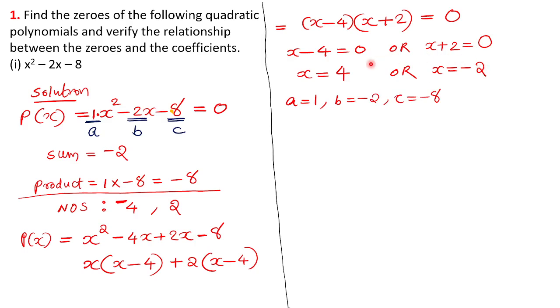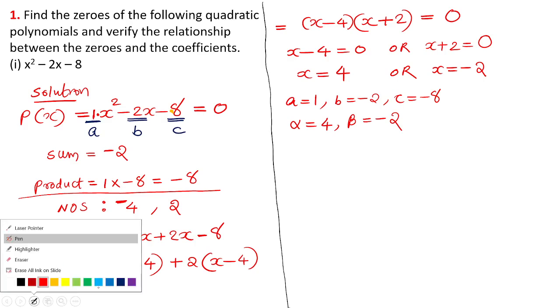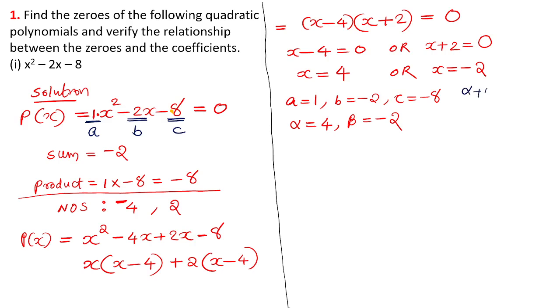The zeros are denoted by alpha and beta. We studied in the previous session. So alpha equal to 4 and beta equal to minus 2. You have to write it. Don't deviate from these steps. You have to verify two equations. Do you remember that? We have to verify alpha plus beta equal to minus b by a, alpha beta equal to c by a. You have to memorize this and we have to verify this.